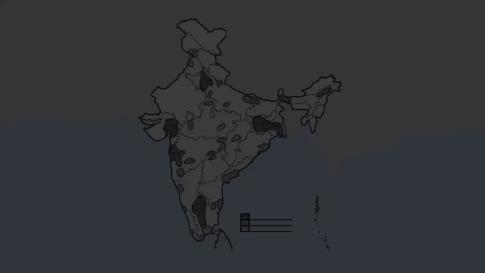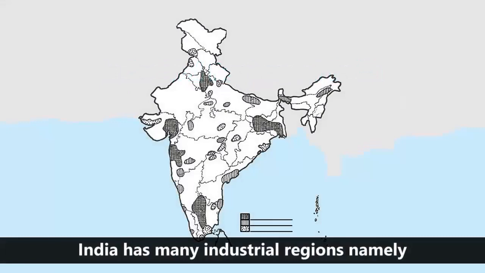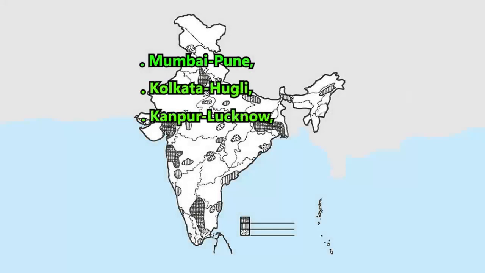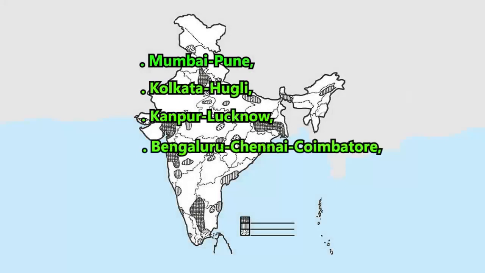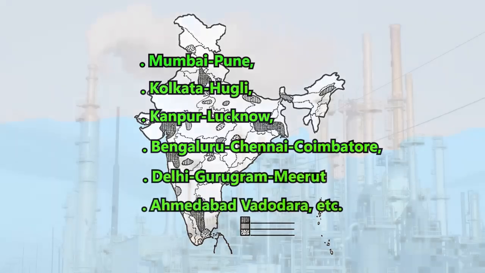Industrial regions of India. India has many industrial regions, namely Mumbai-Pune, Kolkata-Hooghly, Kanpur-Lucknow, Bengaluru-Chennai-Coimbatore, Delhi-Gurugram-Meerut, Ahmedabad-Vadodara, etc.